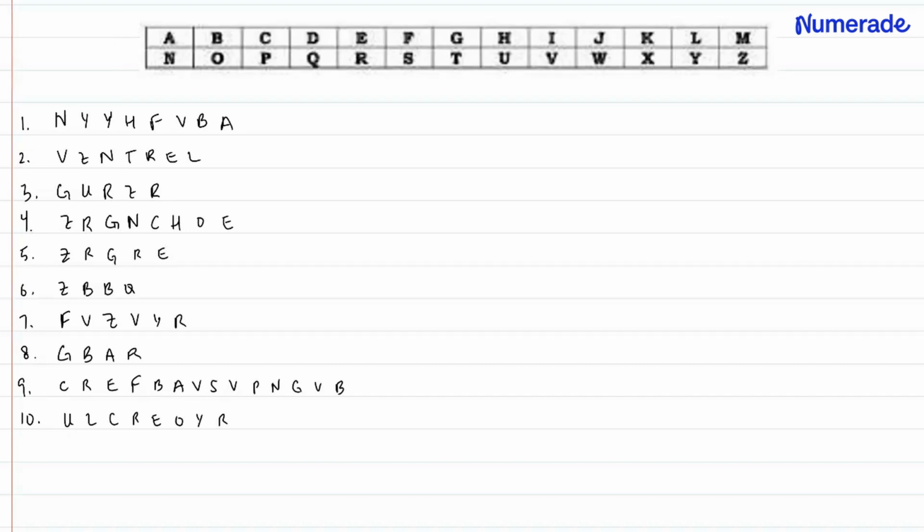Well, from the beginning here, N we can see is going to correspond to A. So our first letter for this first word is A. And then Y corresponds to L, and so we're going to have two L's. H corresponds to U. F corresponds to S. V corresponds to I. B corresponds to O. And A corresponds to N. So illusion is our first word. And so do you see how we find the letter and then we write down whatever?